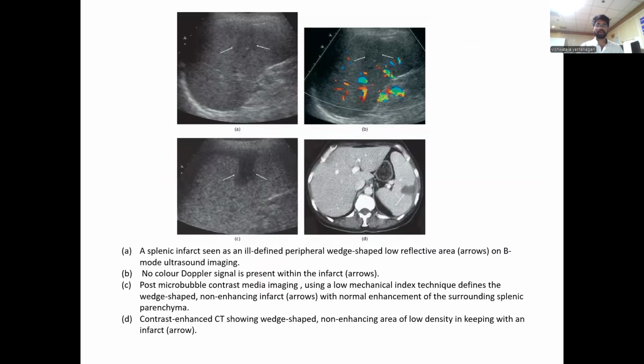Next, we have four different images of splenic infarction. In the first image, we see an ill-defined peripheral wedge-shaped low reflective area on grayscale imaging. On color Doppler, no color uptake is seen in the infarcted area. In the third image, post-microbubble contrast media imaging using a low mechanical index technique defines the wedge-shaped non-enhancing infarct with normal enhancement of the surrounding splenic parenchyma. Contrast-enhanced CT shows a wedge-shaped non-enhancing area of low density in keeping with an infarct.